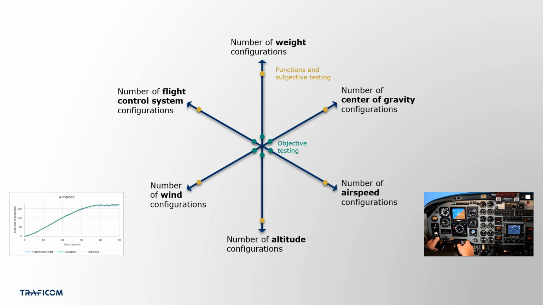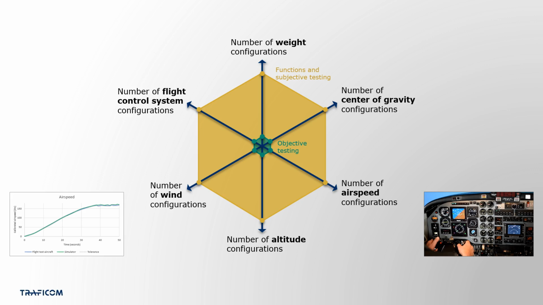Objective testing is an accurate and effective way of testing a training device, but it tests the device only in a few different conditions. In other words, it only samples a small portion of the whole flight envelope. Functions and subjective testing can be used to evaluate the aircraft under any conditions throughout the entire flight envelope. It is important that you document the conditions and configurations used in your tests so that you can refer to them later and systematically check different parts of the envelope during the next functions and subjective test flights.